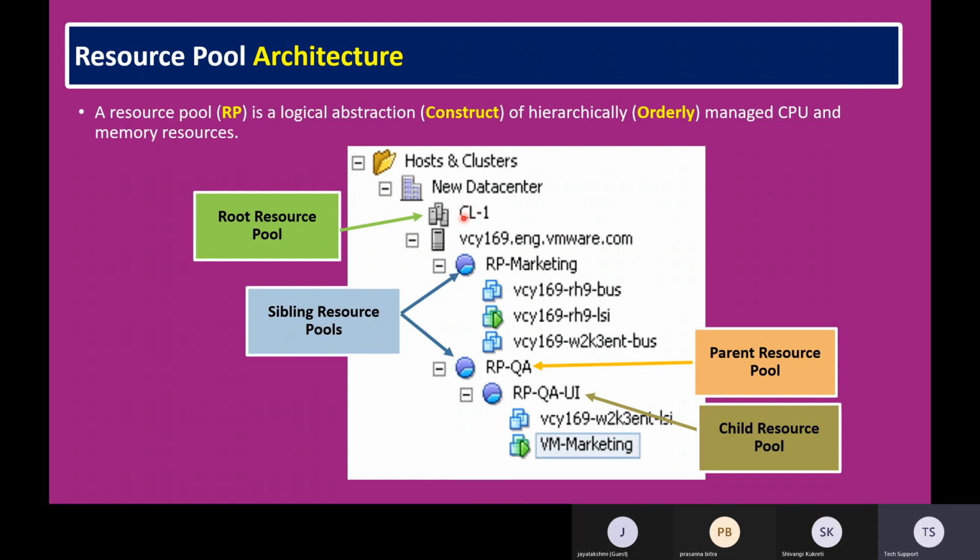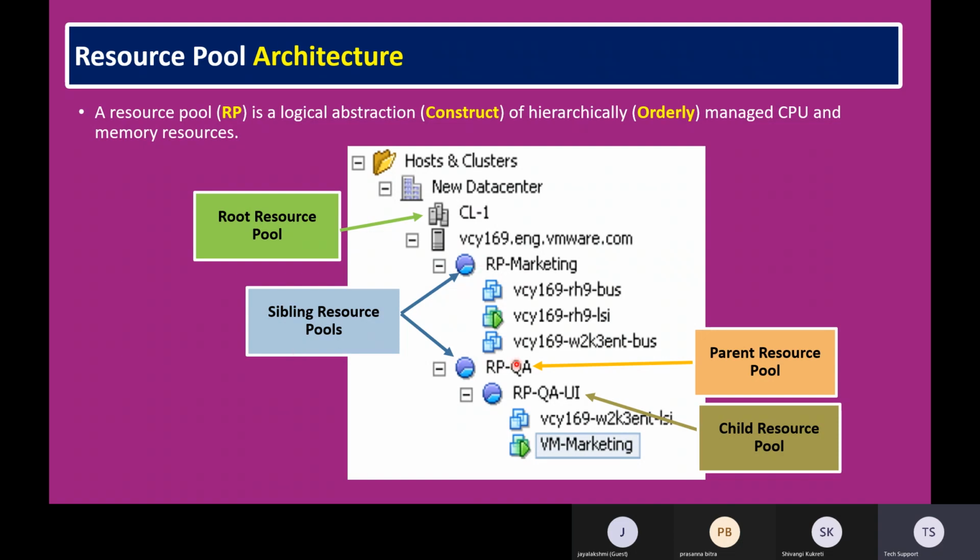The cluster, CL, means cluster one is considered the root resource pool. Under the cluster, you can configure multiple resource pools. Here we have one marketing resource pool and one QA resource pool. These names we can modify to any name. QA means quality assurance, a QA testing kind of resource pool. The QA resource pool and marketing are both considered sibling resource pools.